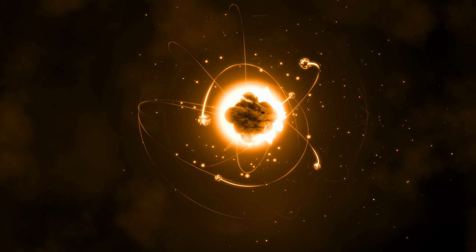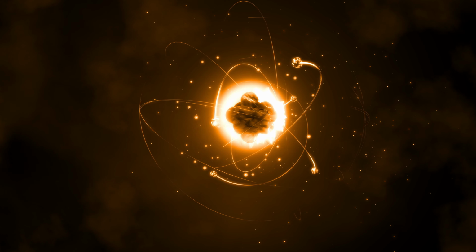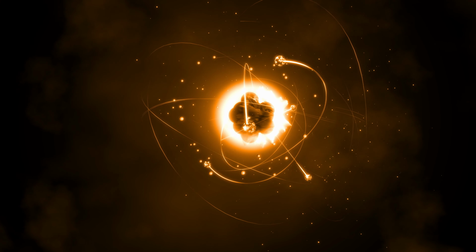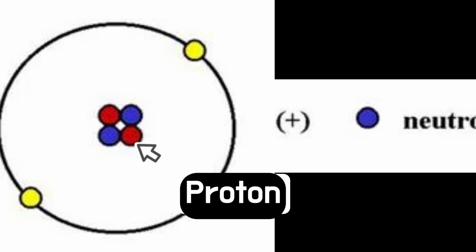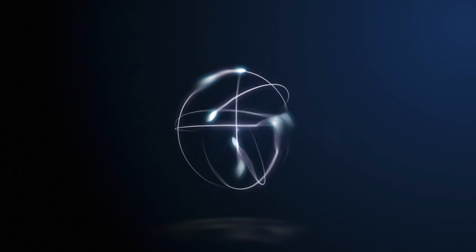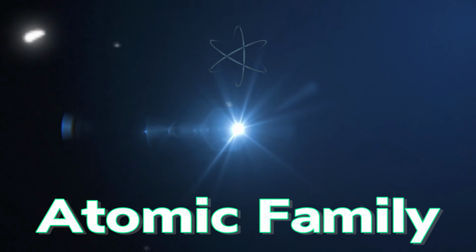In physics, a subatomic particle is a particle smaller than an atom. In schools, children are taught only 4 components of an atom, namely electrons, protons, neutrons, and nucleus. But except these, there are many more things about which you must know. This is a tale about the atomic family.